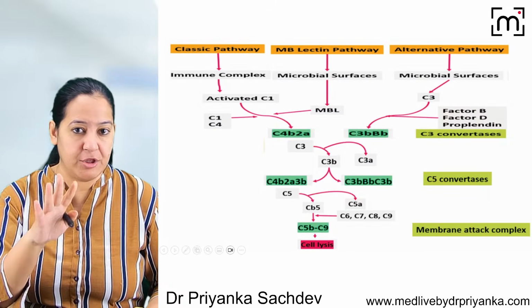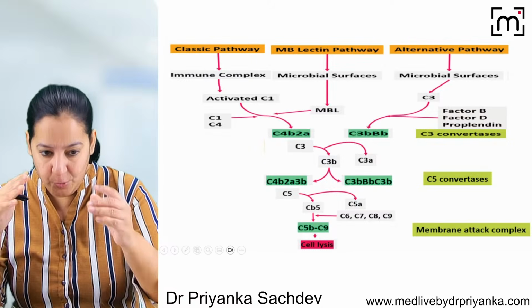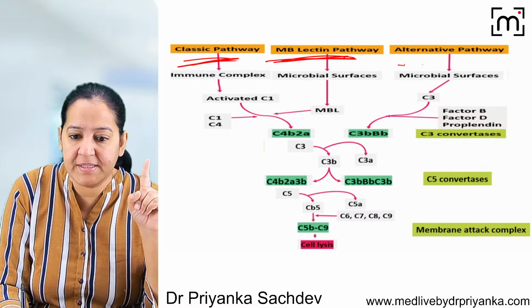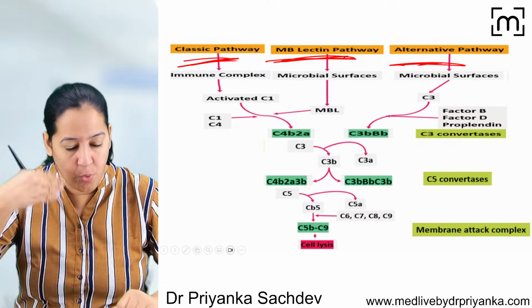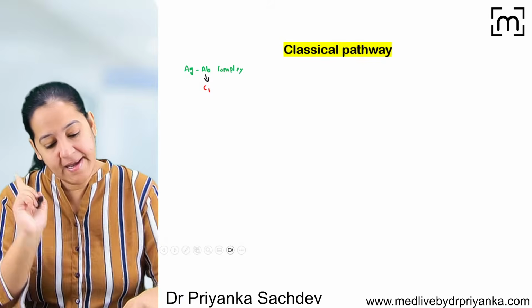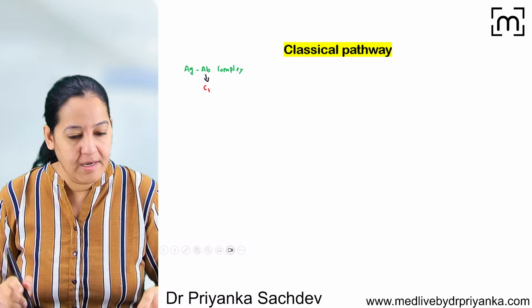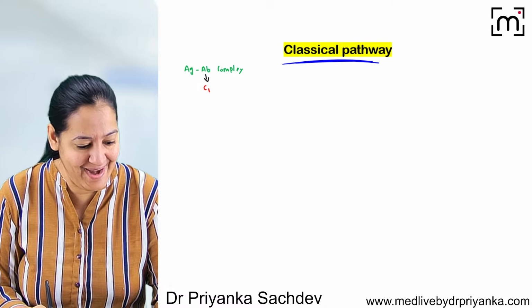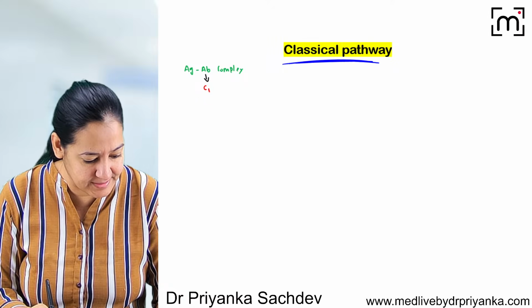So this is the complex pathway. You can see all 3, but I will super simplify this diagram. You can see this is classical pathway, this is Mannose binding pathway, this is alternate pathway. You can see how one by one they all are activated. Let's start with the classical. Let's start with the first one, the classical. Yes. So let's start the classical pathway.